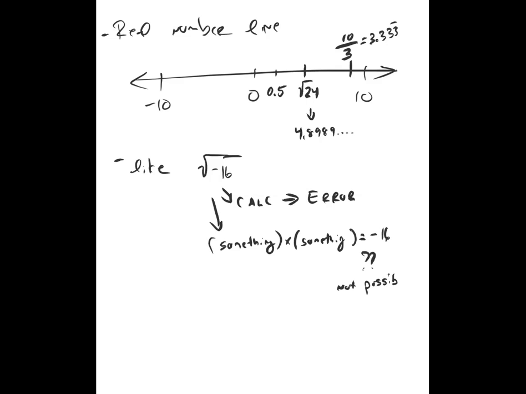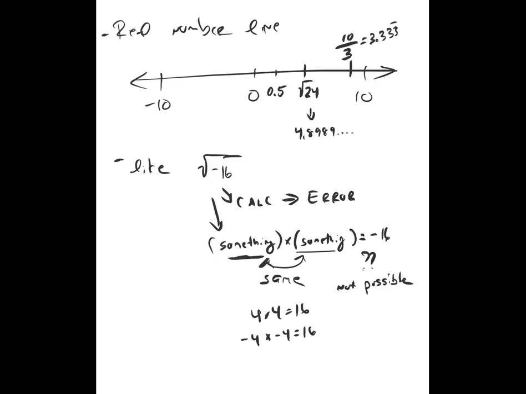And I think I even lectured that in the previous video. 4 times 4 is 16. Negative 4 times negative 4 is 16. But there's no way that these two can be the same. So I think that's interesting in itself. We put that in the calculator and we get error, and we can't multiply a same number by a same number to get this negative 16.